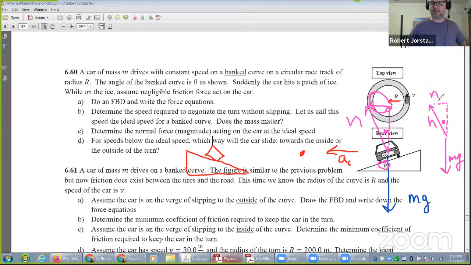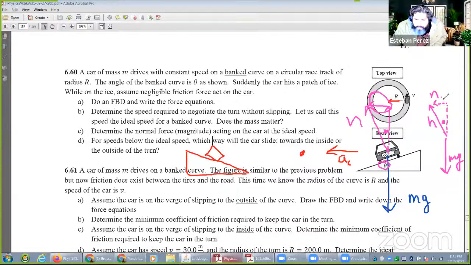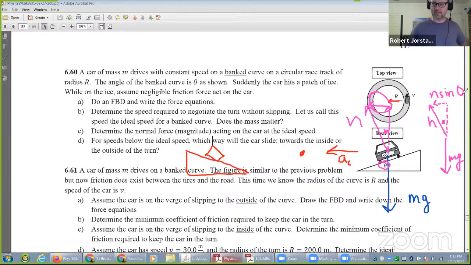So notice that N, what is it? Sine or cosine? Sine. N sine theta is the centripetal force. The horizontal component of the normal force causes this thing to go in a circle. If the curve wasn't banked, the car would go in a straight line right into the bushes and it would crash. Okay, so that is tricky.